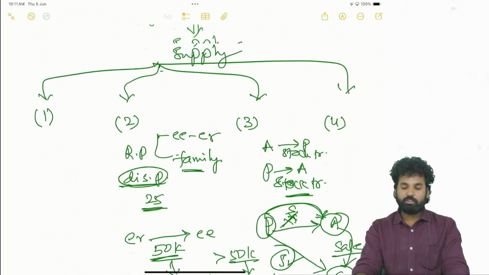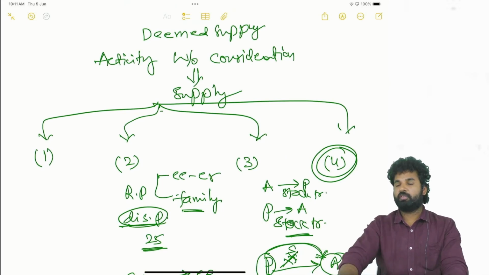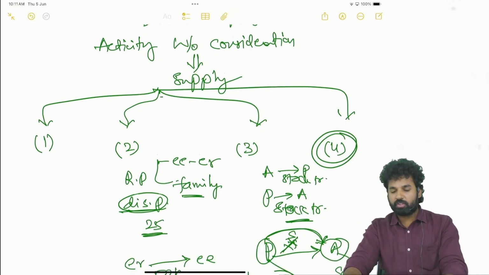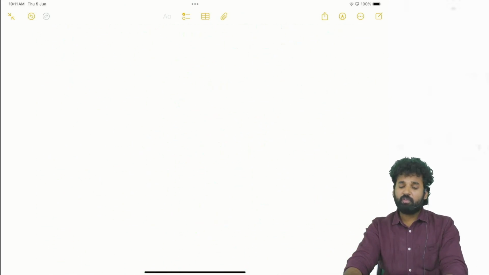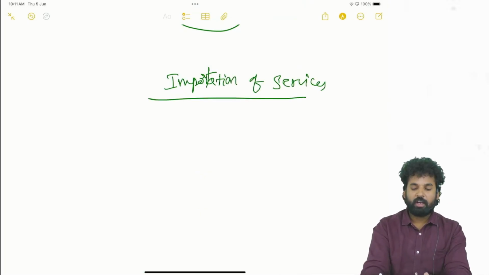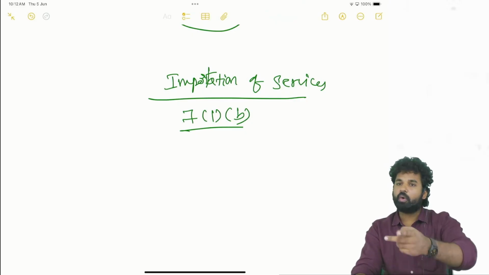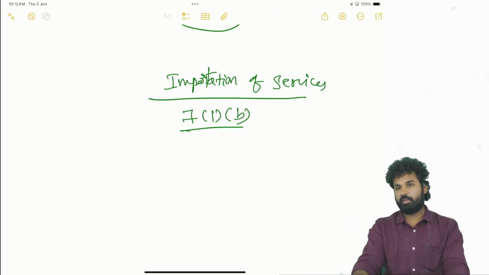Now we came across this 4th para, which is with respect to importation of services. Regarding importation of services, we are making a second discussion now. With respect to importation of services, already we have made a discussion, correct? We have already made a discussion under section 7 subsection 1 clause B. Importation of services for consideration, during the course or furtherance of business or not. That means business has been relaxed here.